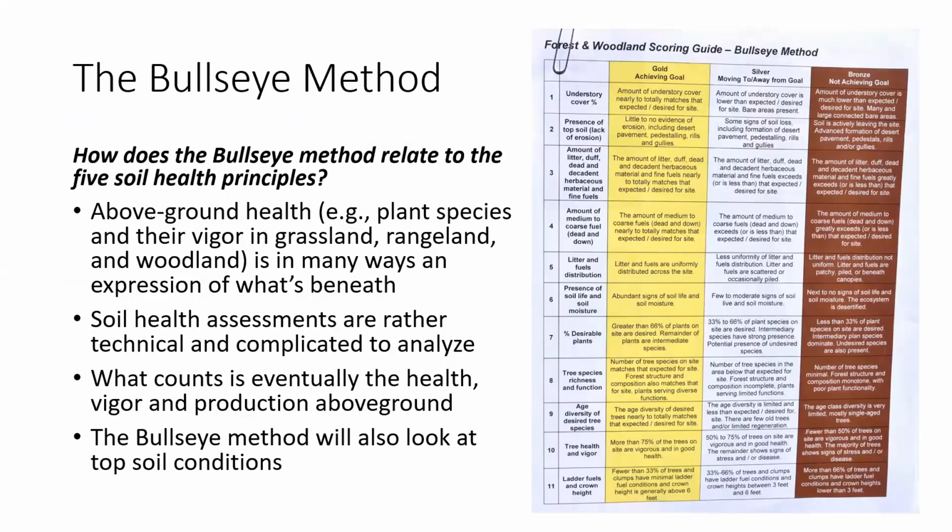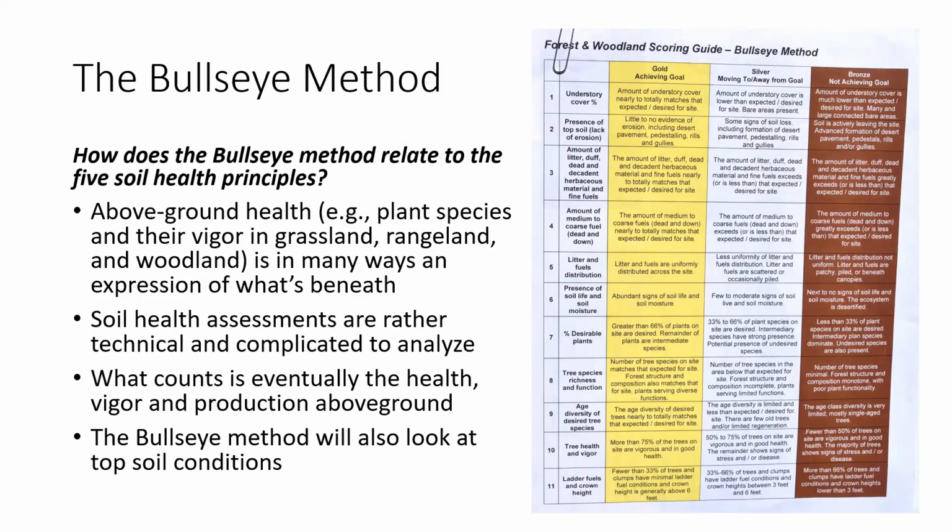So it relates to the 5 soil health principles because you look at the above ground soil health, plant species vigor, plant health, and how the plants relate to the soil through a series of questions. You look at, for instance, the amount of litter on the ground. You look at plant spacing, etc.